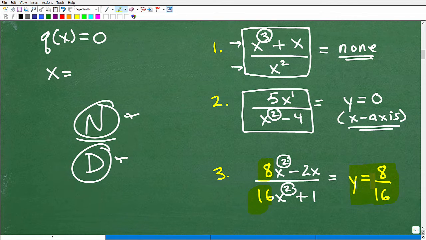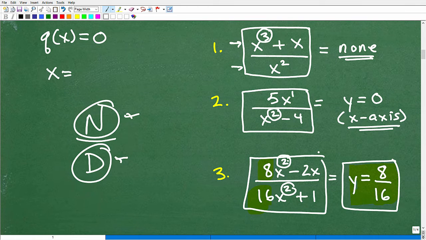But this line, y equals, whatever these leading coefficients are, is going to be the horizontal asymptote for rational functions where the degrees are the same. Okay, so if you can remember that, you're good to go.